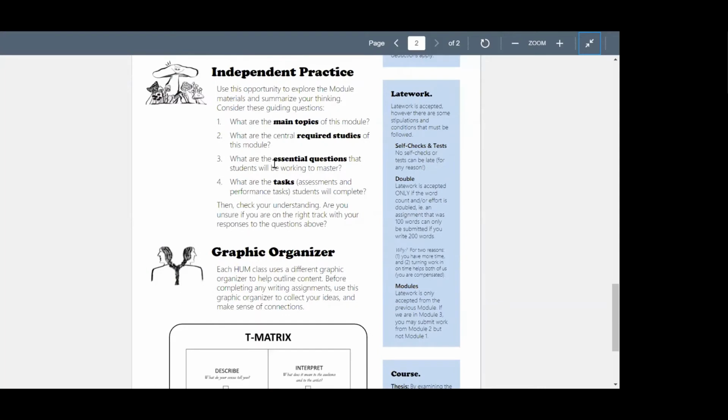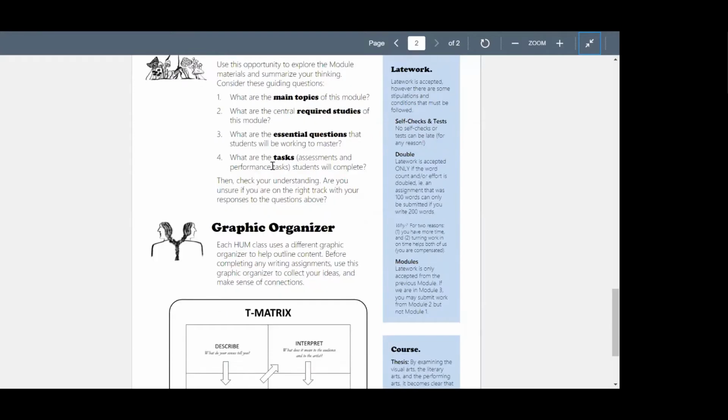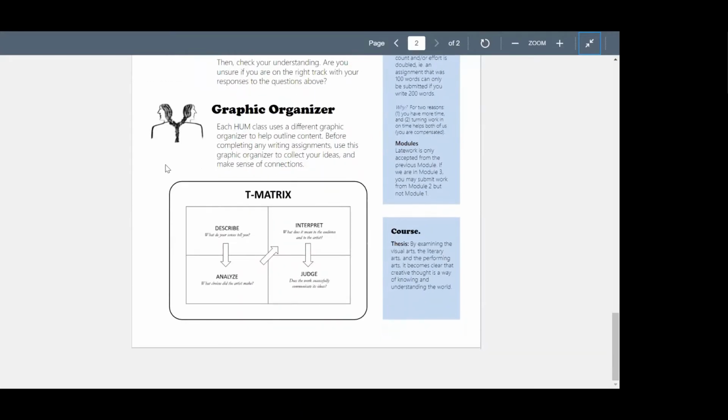As you're working through the tasks, always go back and look at those main topics, the required studies. Make sure you're addressing these essential questions. And then as you're completing those tasks, double check your work. The last task that you're intended to do is the journal entry, which is a formal writing. And it's based on this graphic organizer.